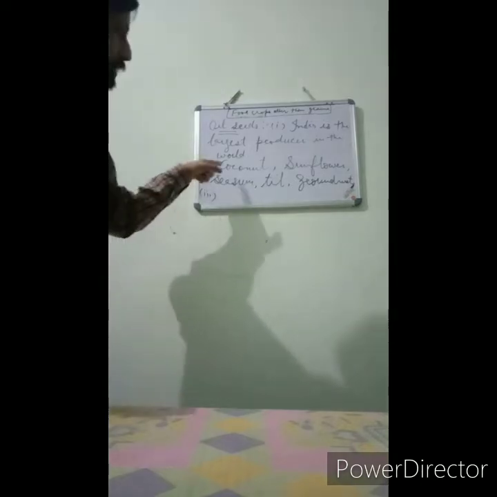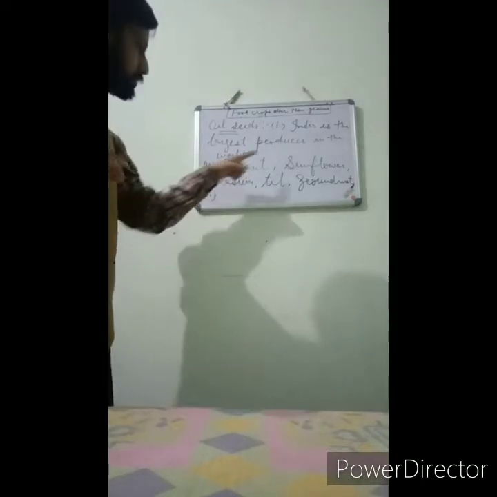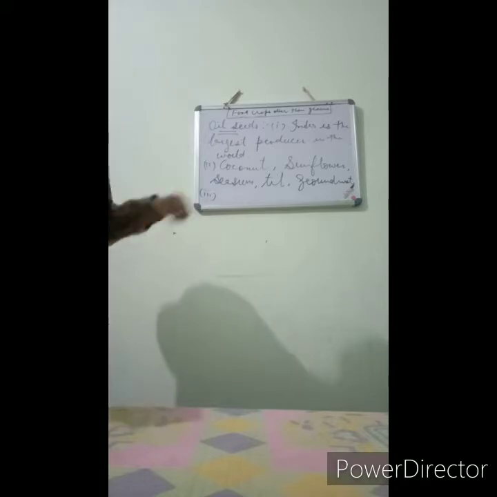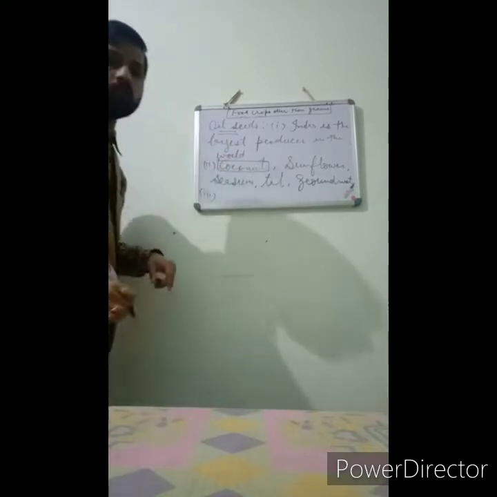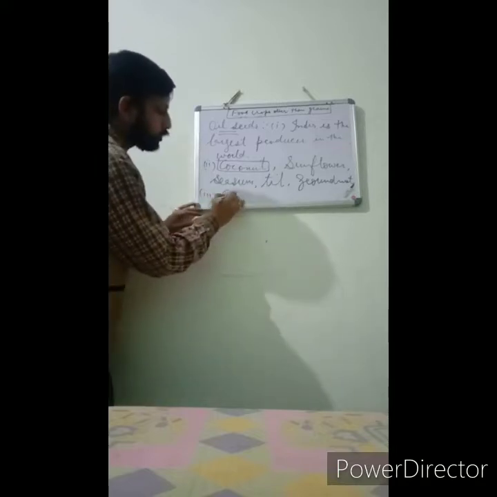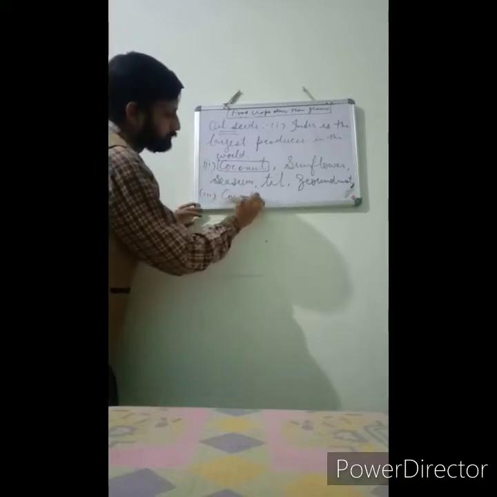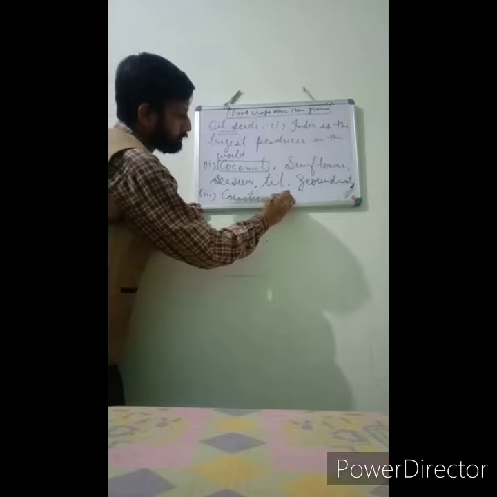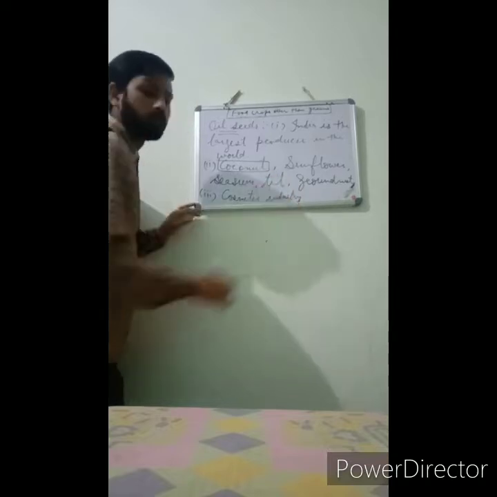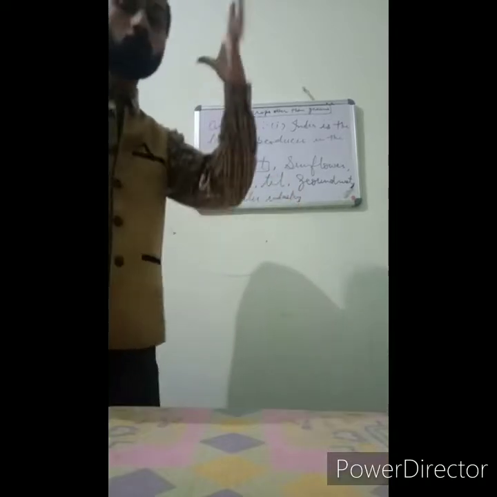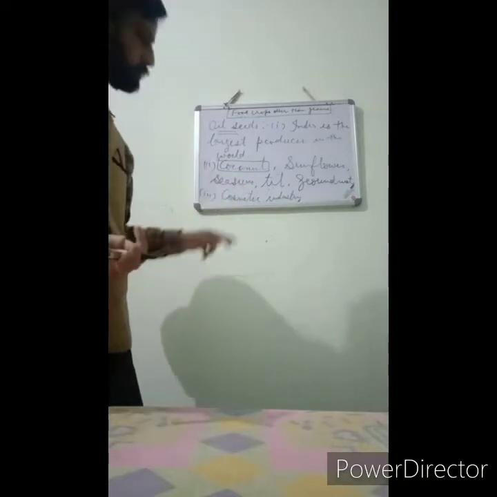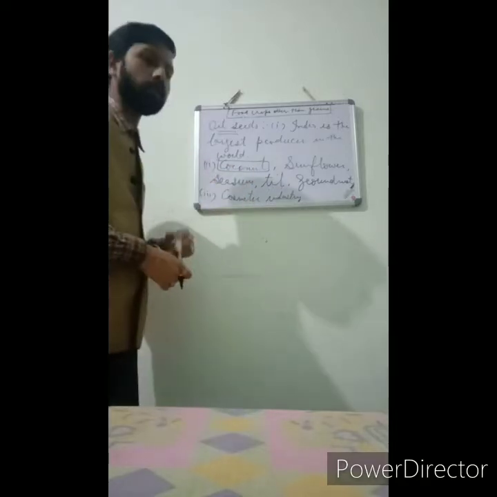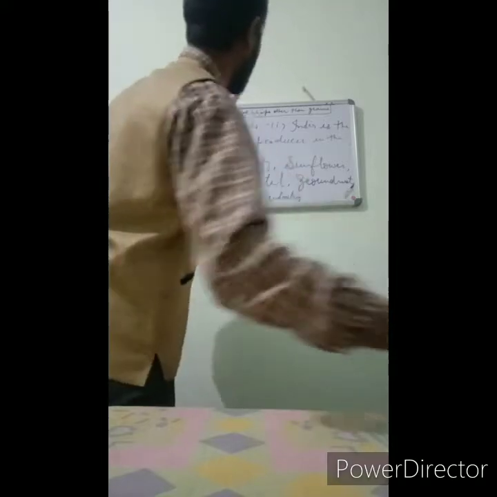Some of the oil is also used in the cosmetic industry. For example, take the example of coconut oil. This can also be used in the cosmetic industry, like hair oil and all these things, for making soaps. So we also use it in this industry. Next, number 4.